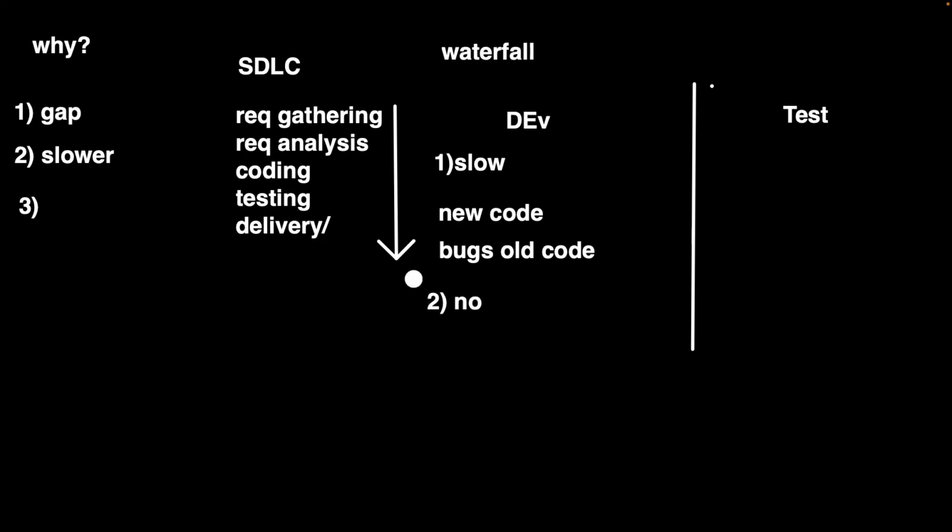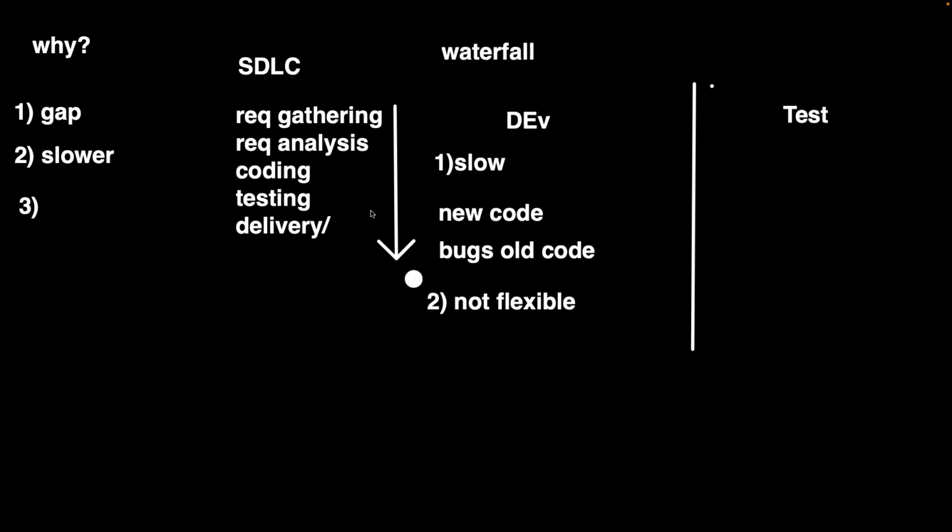Also, it's not flexible. Let's say they were in the coding phase. There is no possibility of going back to analysis or gathering. It all just goes in one direction, one phase after the other. In gathering, analysis, coding, testing, delivery, it goes one after the other, right? So in the SDLC there is no option of going back. It just goes in one direction, hence the model waterfall. Like a waterfall, it just goes in one direction.